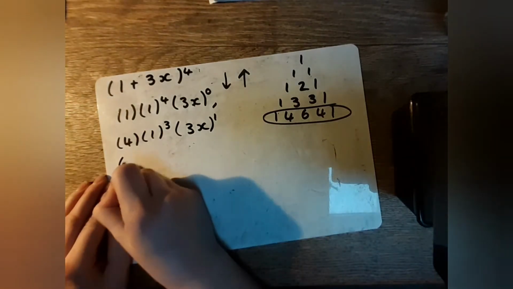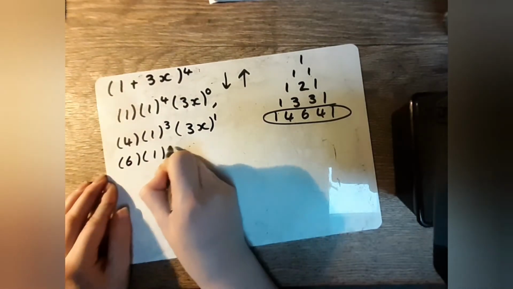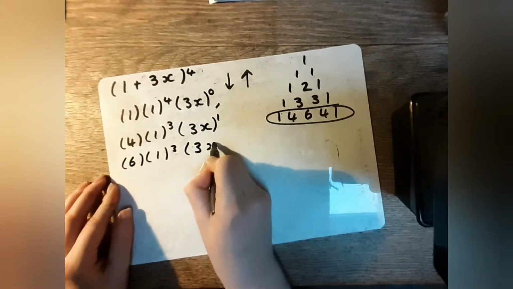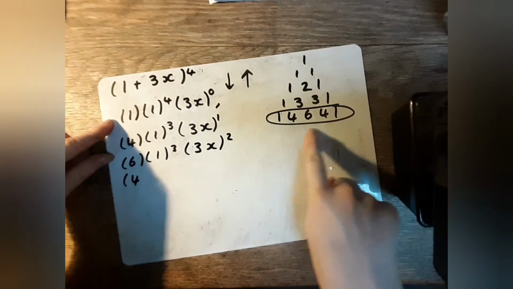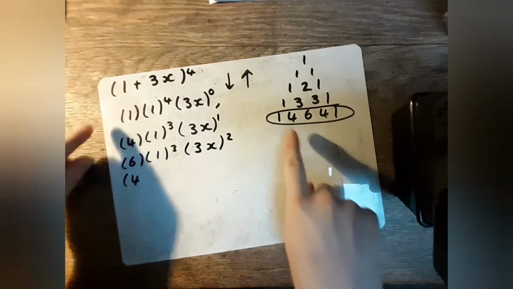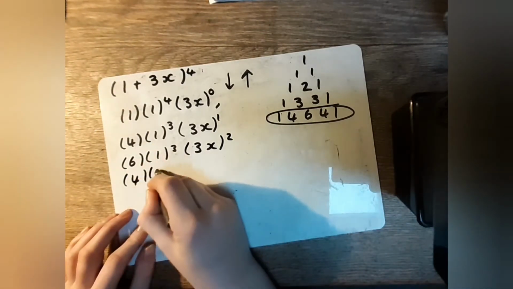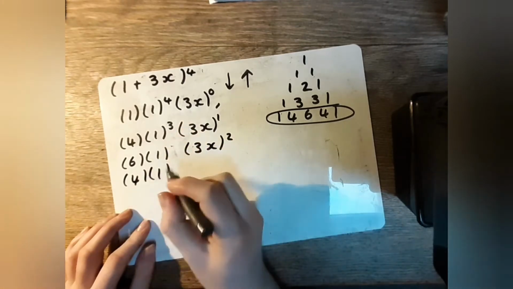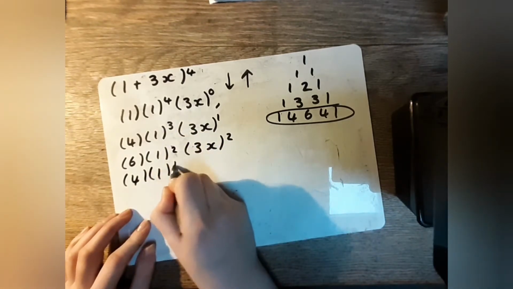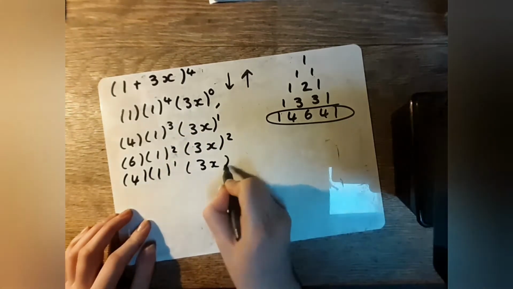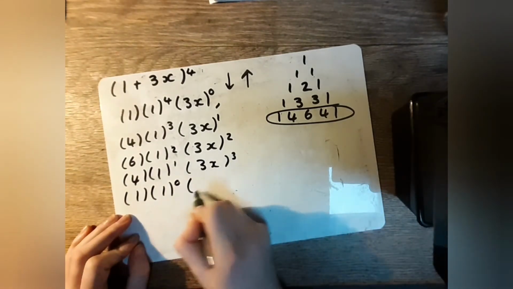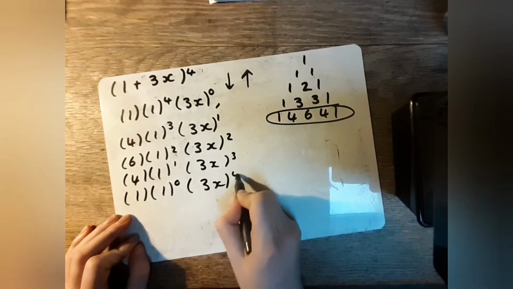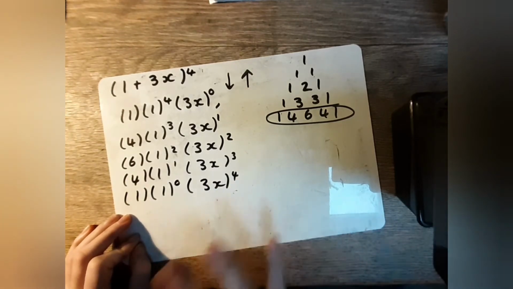So I will fill in all of these following this pattern. And the coefficients are going back down onto the other side now. This is the last one. And all done. So now all we need to do is simplify them.